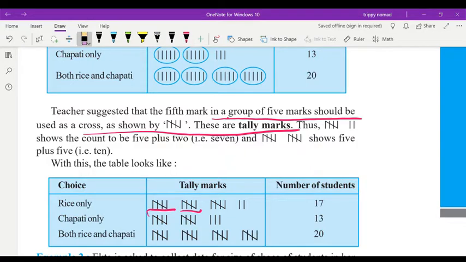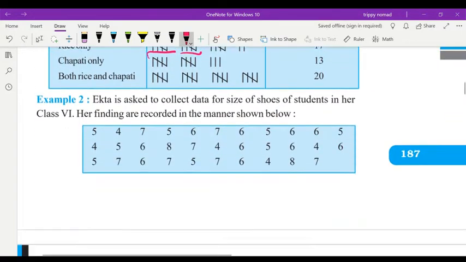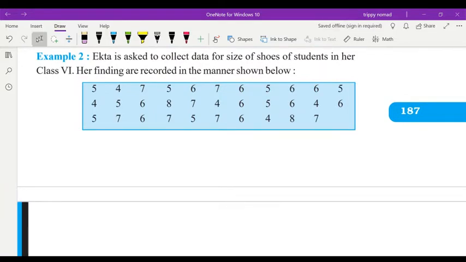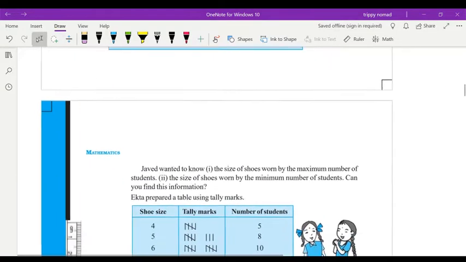What are tally marks? You have seen how I have shown it. For any frequency, instead of writing or marking anything, we will make groups of 5. In a group of 5, the marks should be used as a cross, as shown here. I showed you, these are called tally marks. So these are the terms that we are going to use in the questions, in the sums.